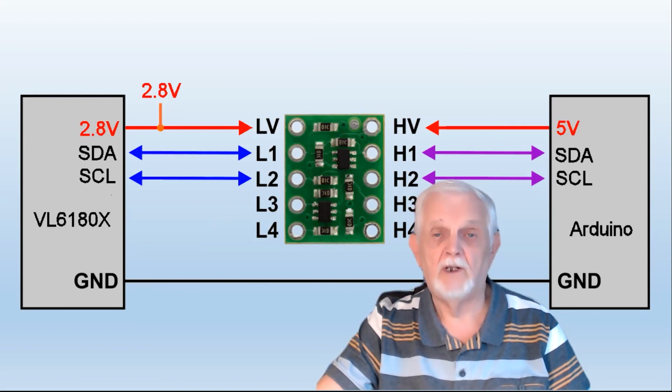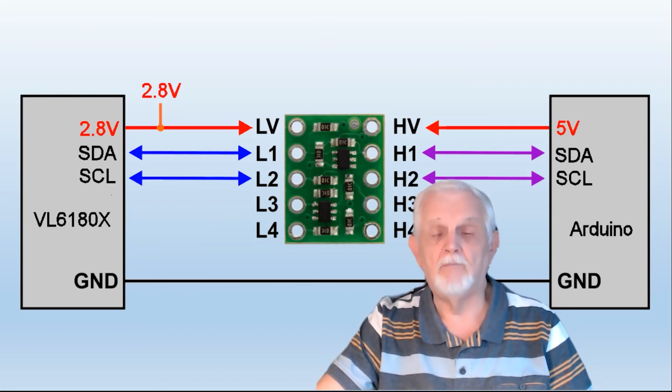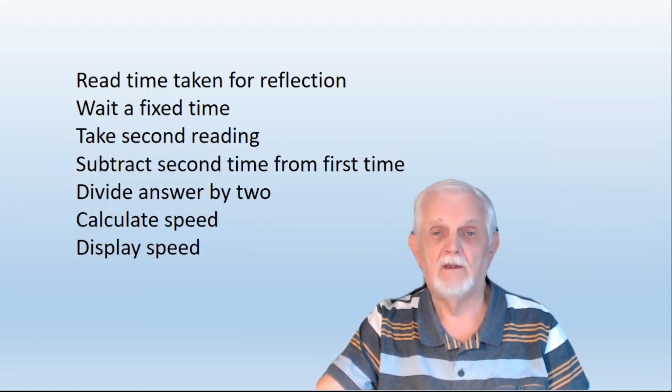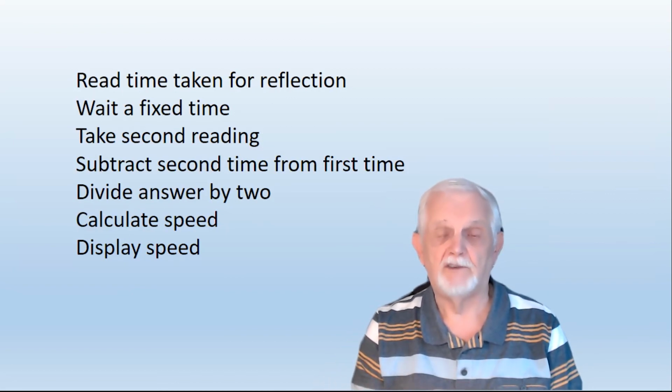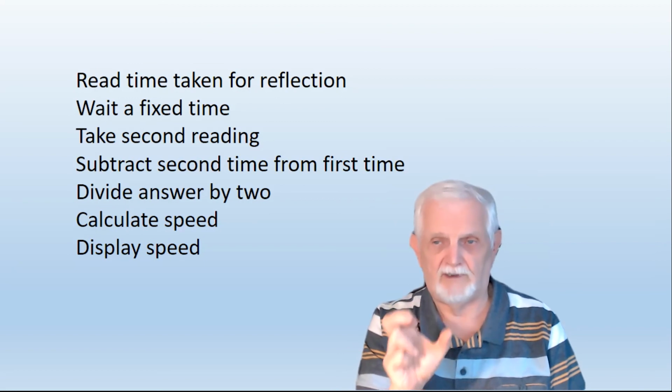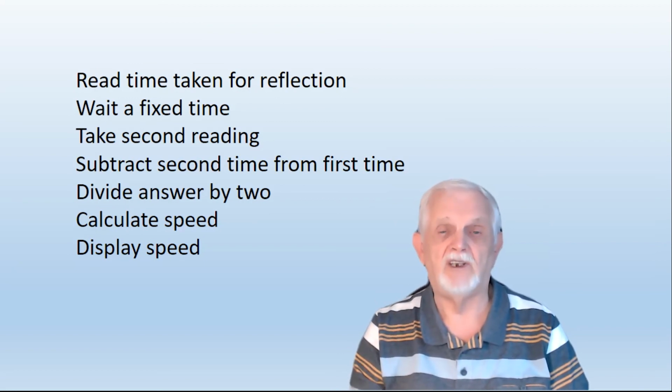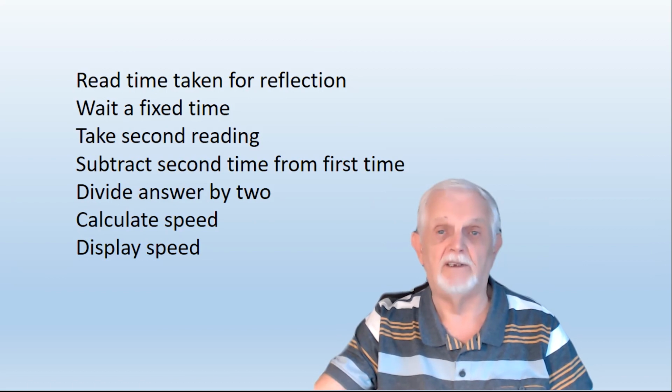So there we have it. We've looked at a number of ways to measure and display locomotive speeds. The code for the laser module is very similar to that for the ultrasonic. Take two readings of distance, spaced by a defined amount of time, and you can work out the speed and display it.